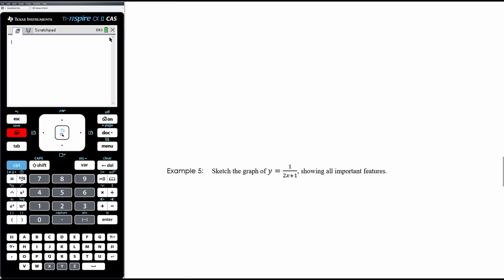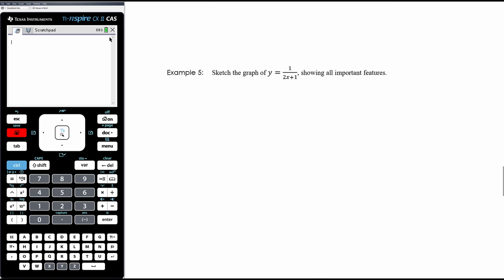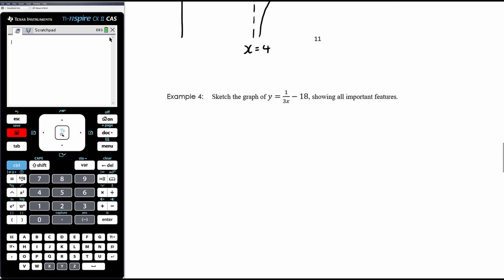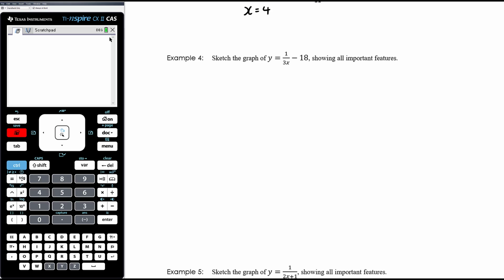Okay, and example 4. Sorry, I read that 18 at the same time. Okay, I'm just seeing how many we've got. So 6. Example 4. Sketch the graph of y equals 1 over 3x minus 18.